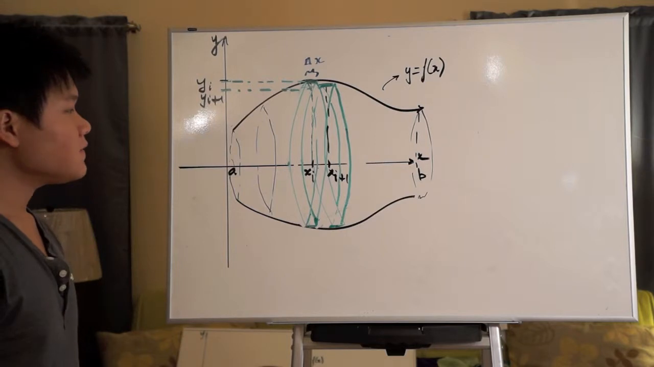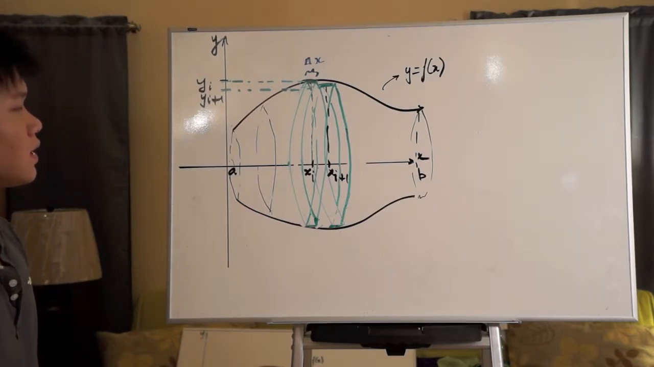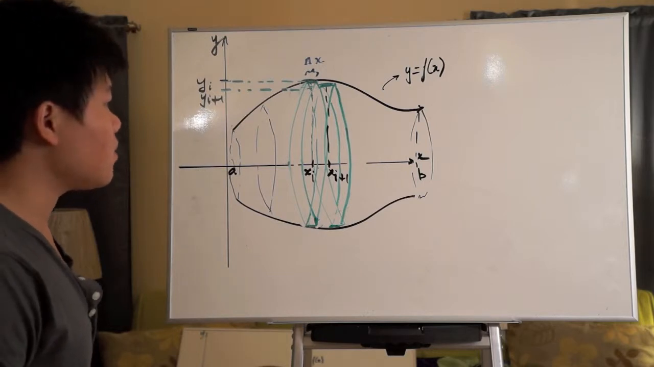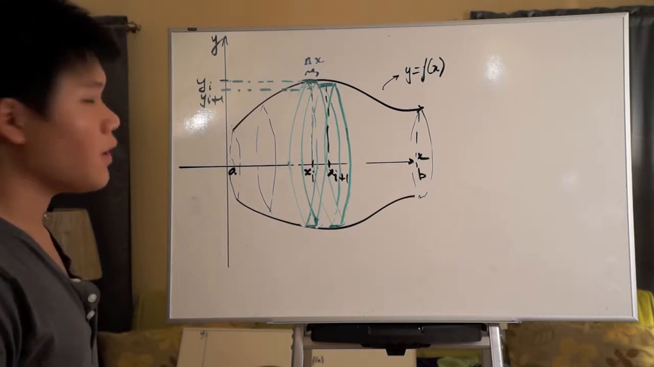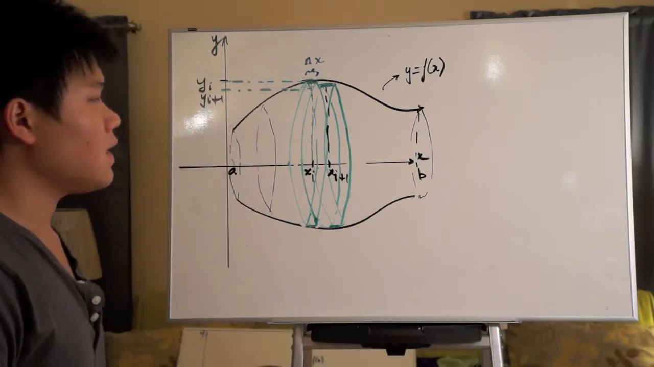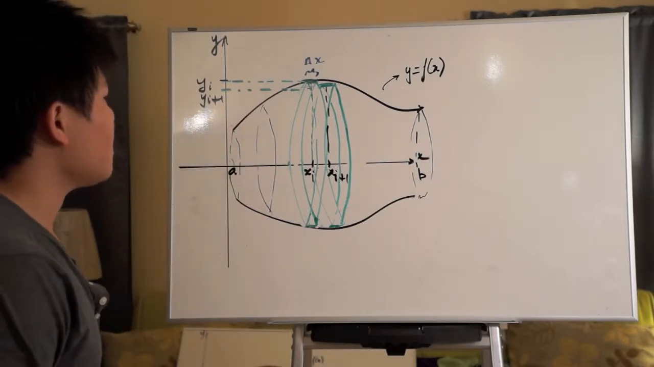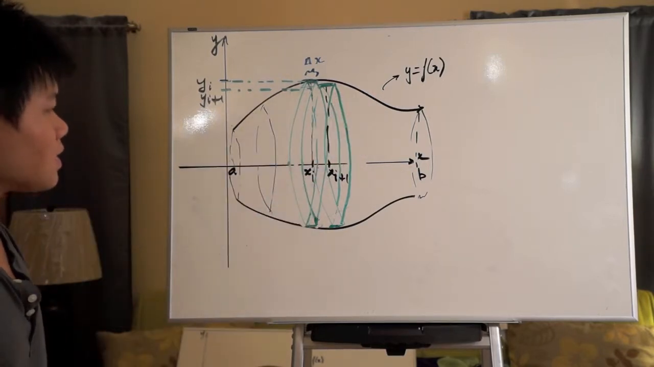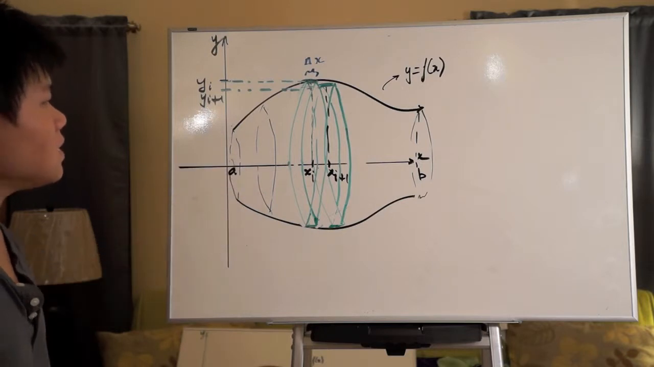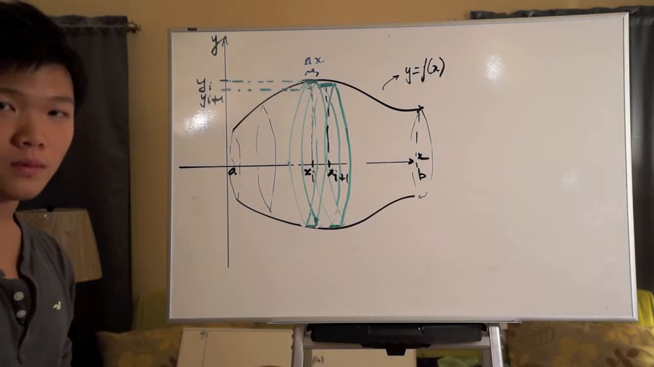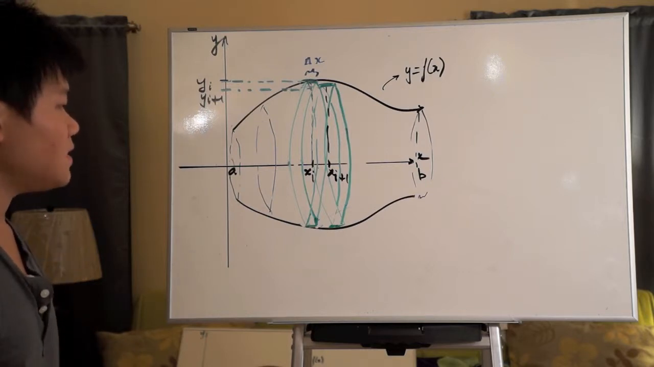Hello. In this video, I'm going to show you how to derive the equation for finding the volume of a certain graph revolving around the x-axis. So here we have an arbitrary function y equal to f of x, and we revolve this function around the x-axis, and one may ask, what is the volume that we may generate?